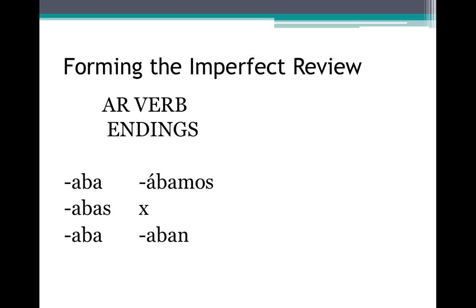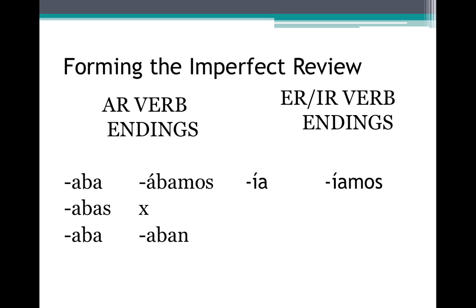And the -er/-ir endings? It's all those sounds like you're doing karate. -ía, -ías, -ía, -íamos, -ían. Okay. Accents on all those forms.